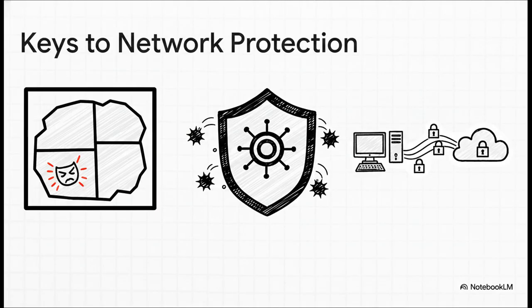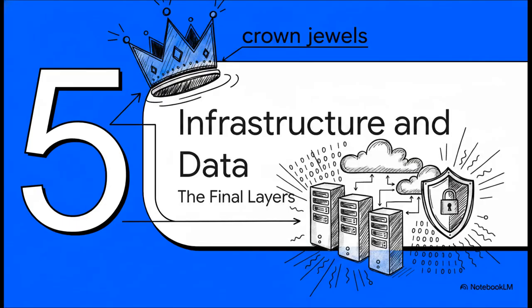Now for the network itself. Zero Trust relies on three key strategies. First is network segmentation. Think of it like putting blast doors in a spaceship. If one section gets breached, you can seal it off to protect the rest of the ship. Then you've got threat protection against things like DDoS attacks, which try to overwhelm your services. And finally, end-to-end encryption for all traffic, basically scrambling it so that even if someone intercepts it, they can't read it.